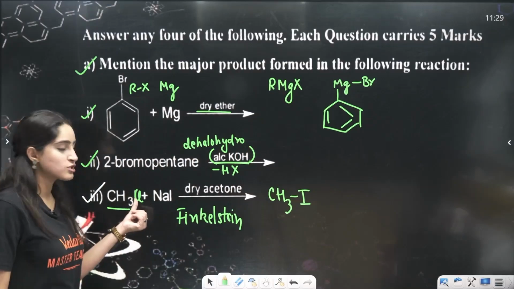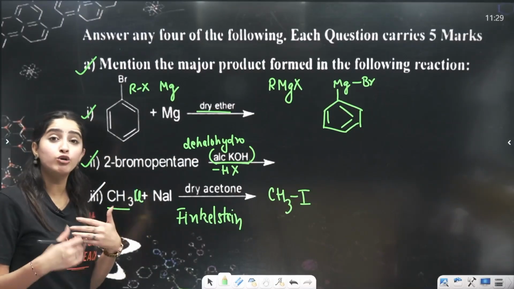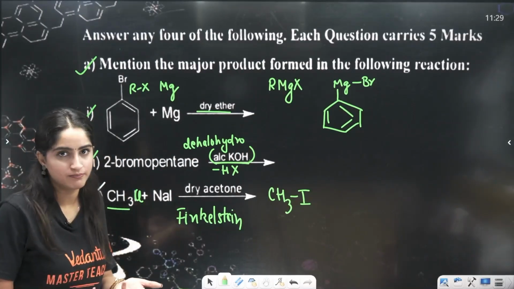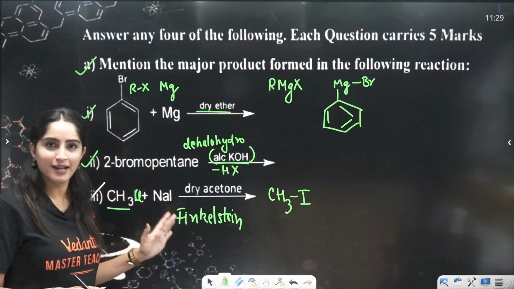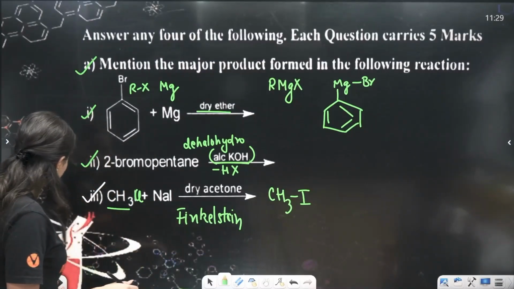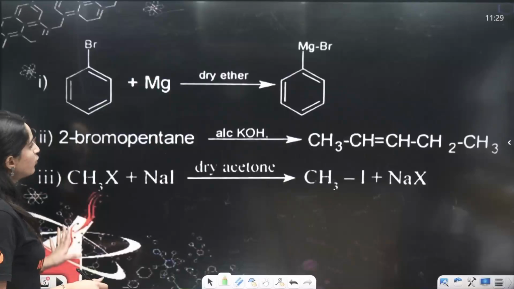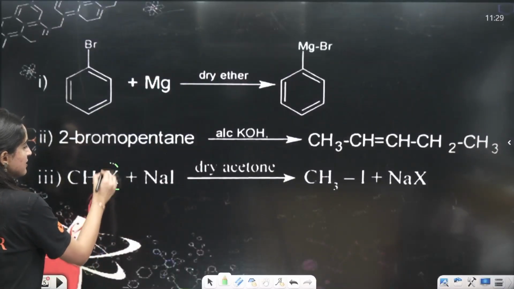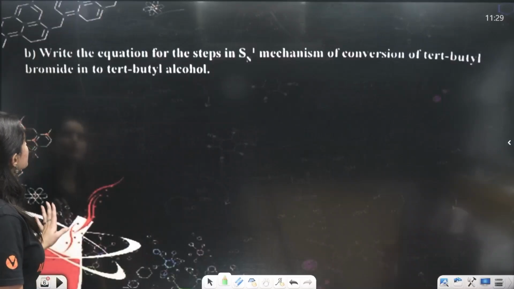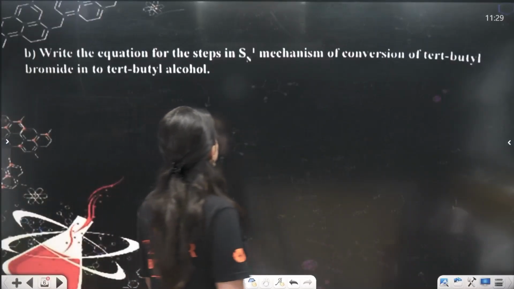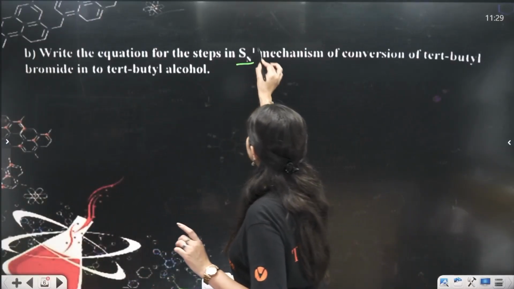And here in place of this halogen, there can be chlorine, there can be bromine. Anything from bromine and chlorine can be present here, right? But not iodine, right? Okay, and not fluorine. So next part is C. Here it is X, not I. Okay, so now next question is write the equation for the steps in SN1 reaction.